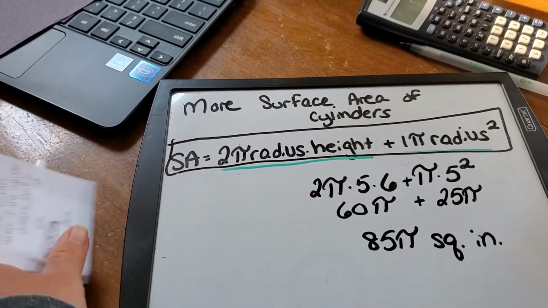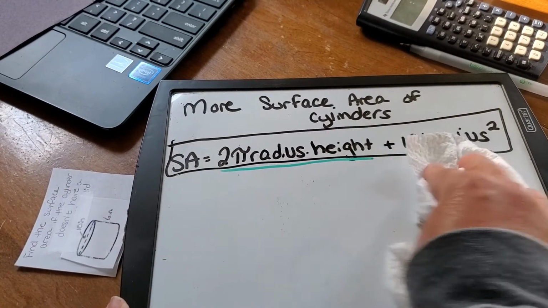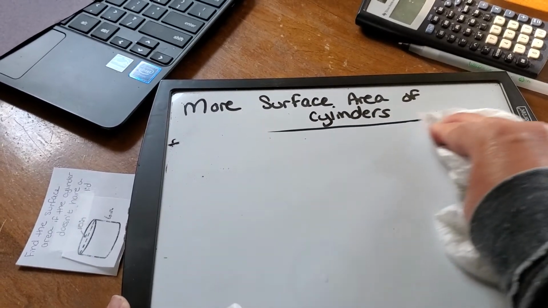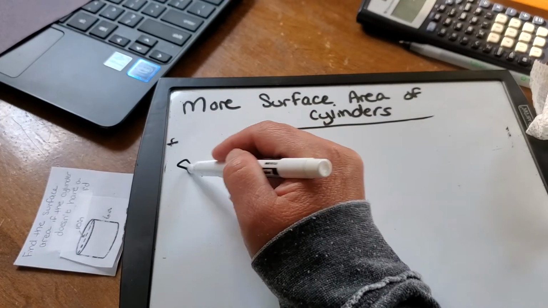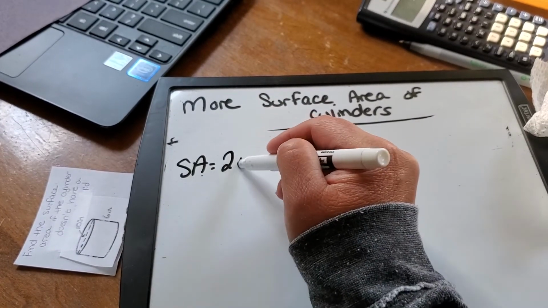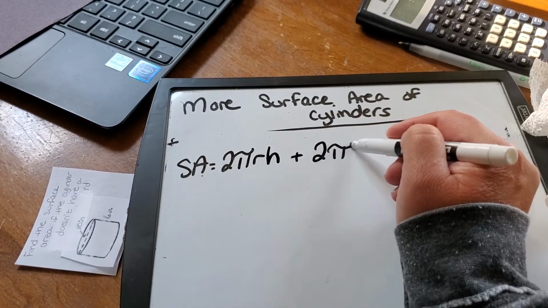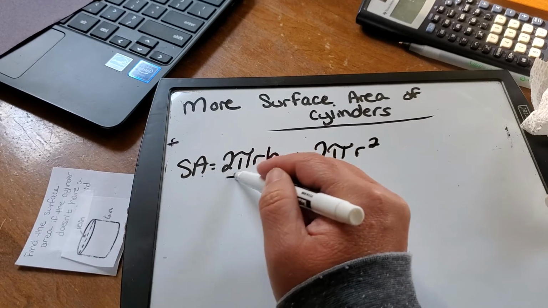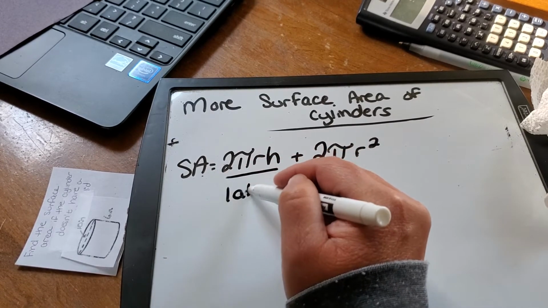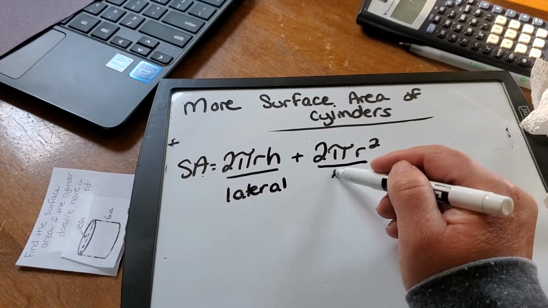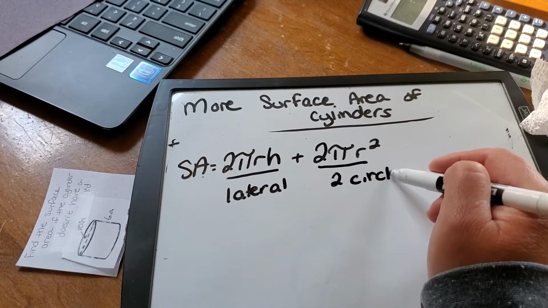Now let me erase this. Let me put the actual formula for surface area of a full cylinder back up there. It's 2 pi rh plus 2 pi r squared. And remember, this was the lateral area around the side of the can. This is the two circles, the top and the bottom.